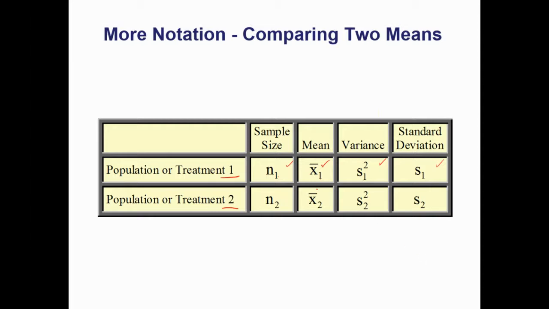Now, for me personally, these ones and twos can still confuse me if I don't define what each is. I'm more of a fan of saying, if I'm dealing with brand A and brand B, I use A and B, so that I can keep this straight and don't have to remember what one and two are. But that's just personal preference.